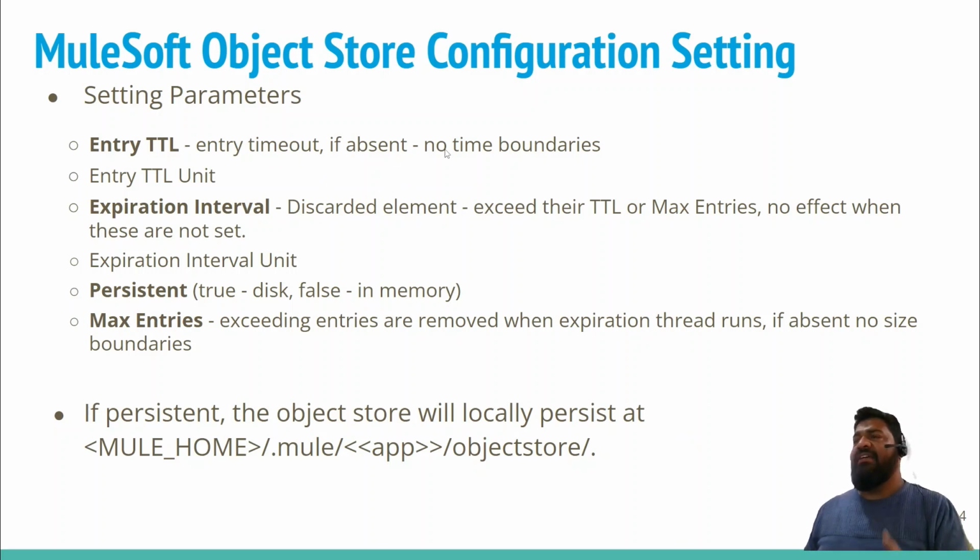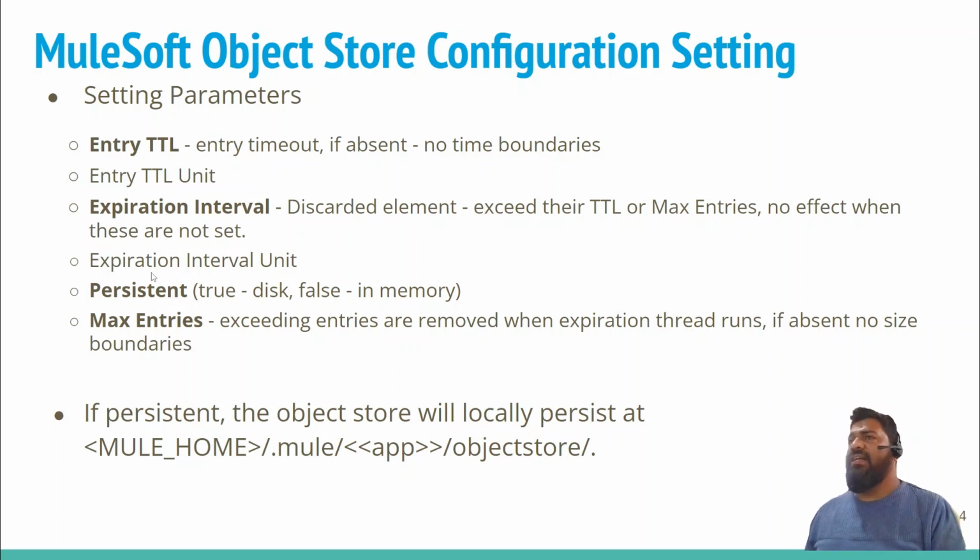If entry TTL is absent, if we don't define any value, or it is 0 or -1, then there are basically no boundaries for the key. The key will not be deleted forever. Even if you define the expiration interval running every 1 minute, if the entry TTL is 0 or -1, then there is no expiration for the key. The unit we can define as days, millisecond, minute, seconds, and more. Expiration interval is a thread running based on time. If max entries and TTL are not defined, then it will basically have no effect. So if we define this expiration interval thread, then there is no impact.